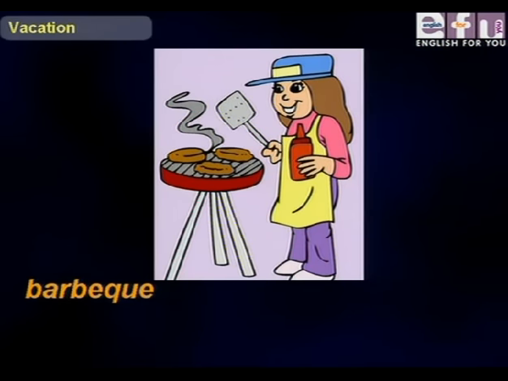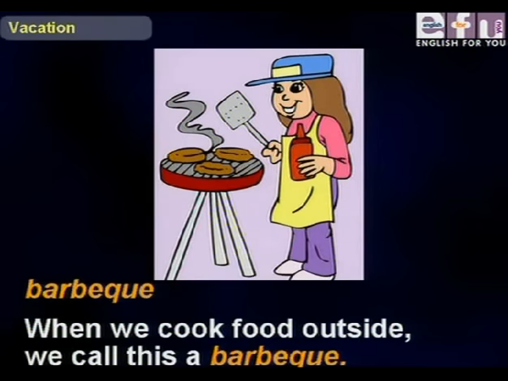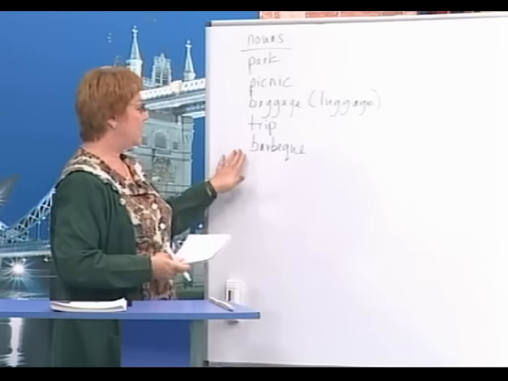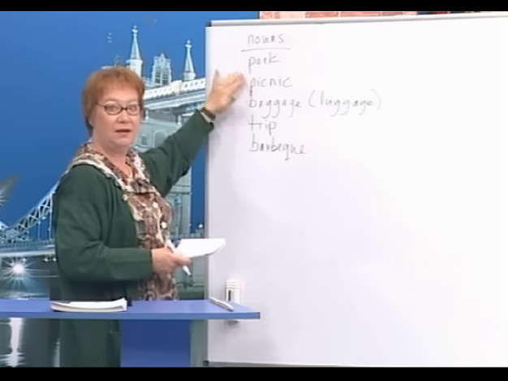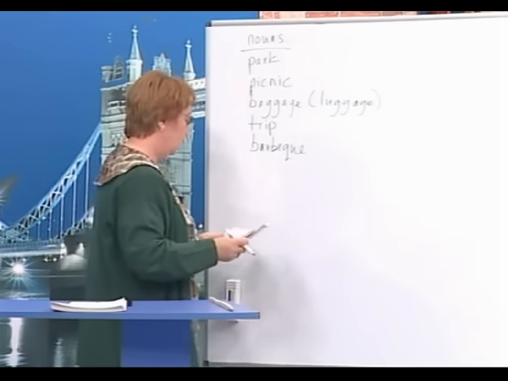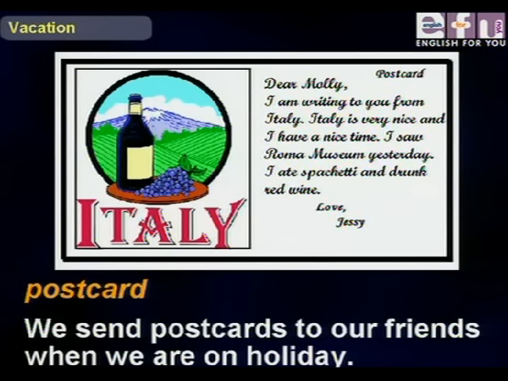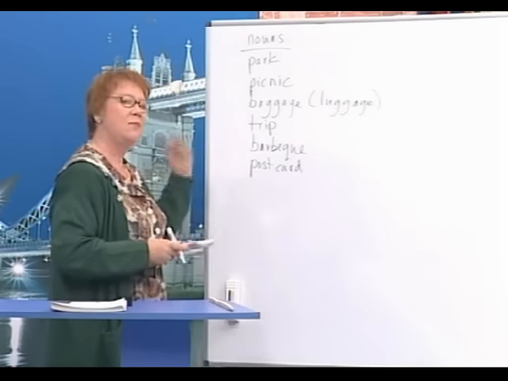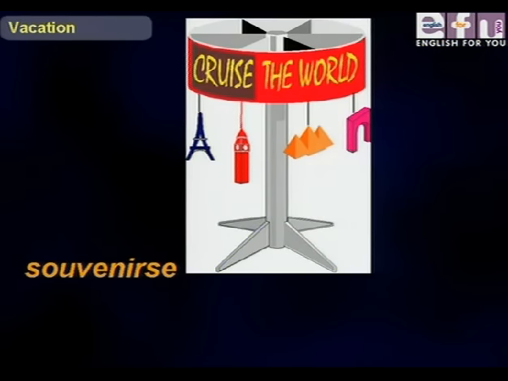Finally, next we have barbecue. When we cook food outside, we call this a barbecue. So maybe we have a barbecue at our house or a barbecue at a picnic in a park. Next is postcard. We send postcards to our friends when we are on holiday. Okay, usually they come after we come back. So postcards.